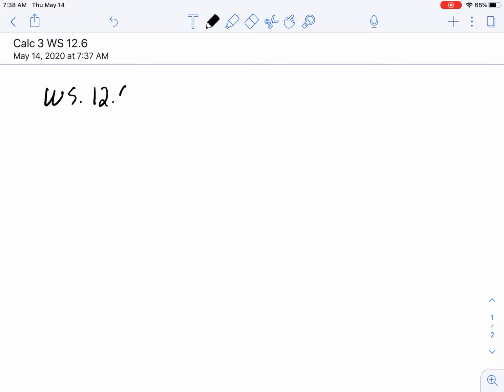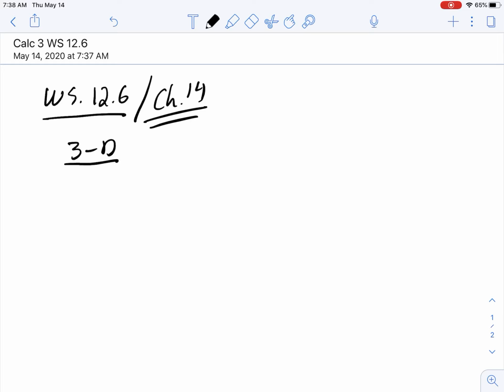Okay, so this is for worksheet 12.6, but it's actually for chapter 14 to kind of get started thinking three-dimensional here. So basically, our next two assignments are going to be dealing with three-dimensional. So therefore, we do the derivatives. You kind of have an idea of what you're finding: maximums, minimums, and all that in three-dimensional. All right.